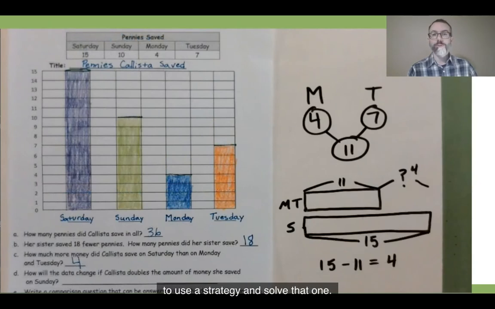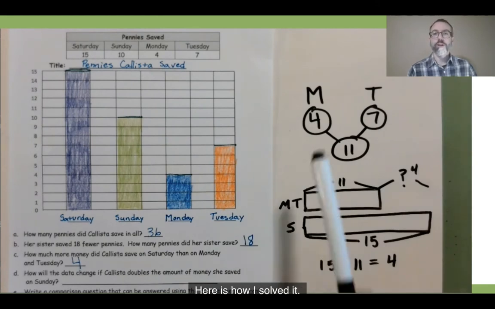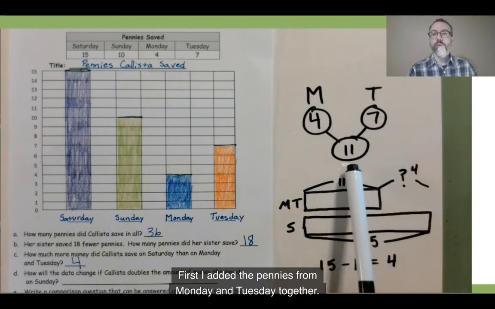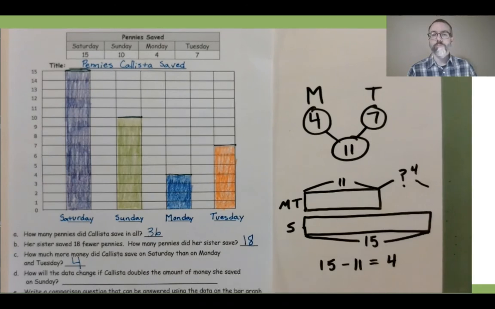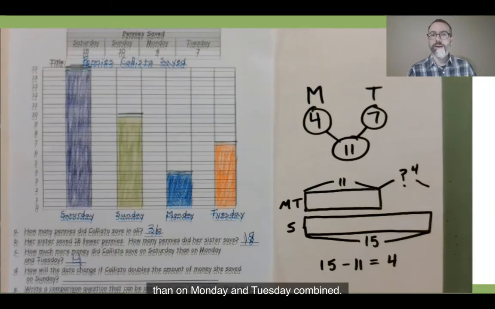All right, I hope you were able to use a strategy and solve that one. If not, that's okay. Trying is what's most important. Here is how I solved it. First, I added the pennies from Monday and Tuesday together. That was 11 pennies. Then I compared the pennies from Saturday. I used subtraction, so 15 minus 11 is 4. We can also say that 15 is 4 more than 11, so she saved 4 more pennies on Saturday than on Monday and Tuesday combined.